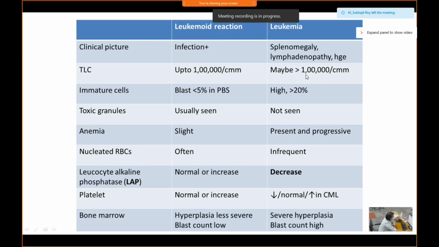But this doesn't mean that a leukemia cannot happen with 10,000. It may still happen. Okay, the basis of diagnosing leukemia is based on the cytology of the cells, not only on the total count. That you will know as and when you go into the clinical side. But as of now, you remember that up to 1 lakh is leukemoid, and more than 1 lakh is definitely leukemia. Immature cells, the blast cells, this is absolutely important. This is in fact the most important. If you find myeloblasts or lymphoblasts more than 20%, it is definitely leukemia.